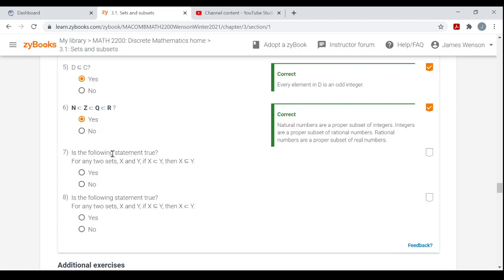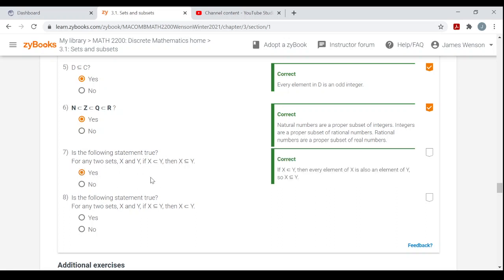All right. Is the following statement true? For any two sets, X and Y, if X is a proper subset of Y, then X is a subset of Y. Yes, I've said that earlier, right? That means all the elements of X are in Y, and that's what this means as well. But this one has the added thing that X can't be equal to Y. But if X is a proper subset of Y, then X is a subset of Y.